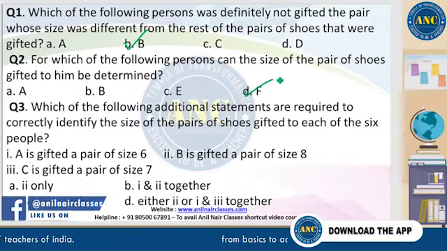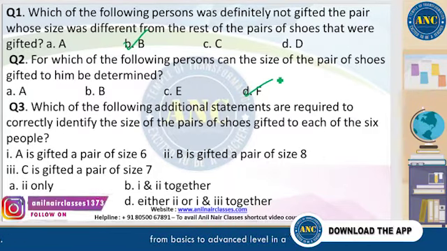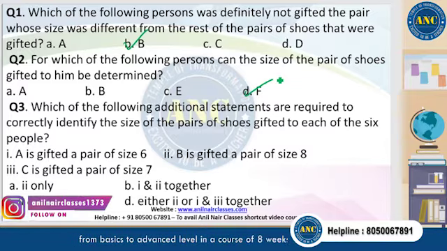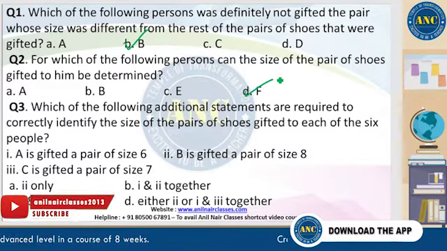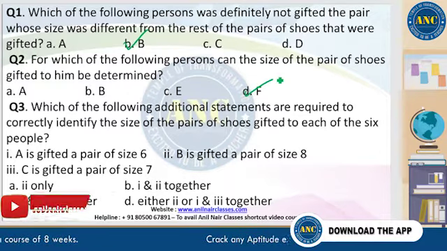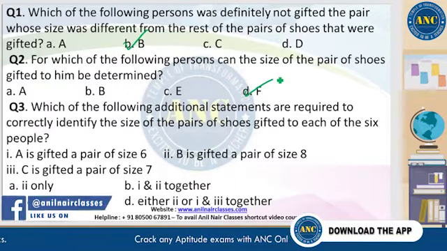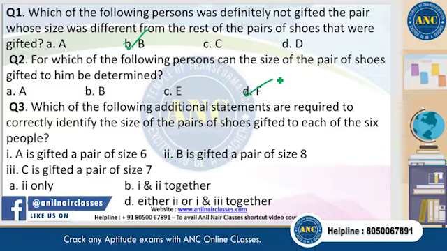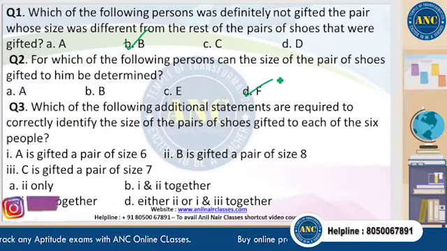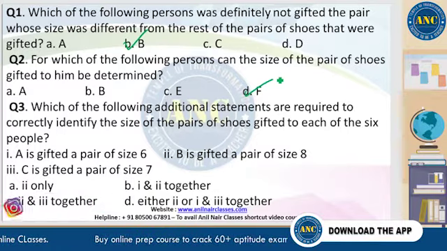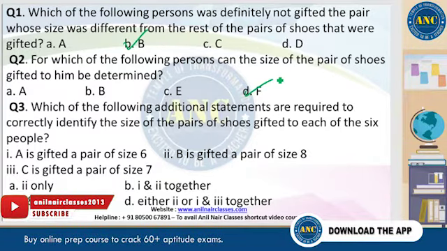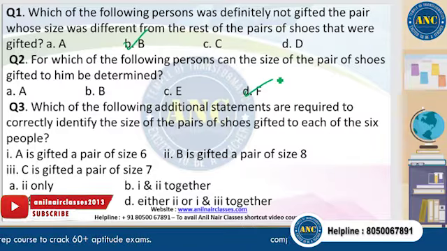This one is F. Which of the following additional statements are required to correctly identify the size of pairs of shoes gifted to each of the 6 people? Now the point in this question is nice: we have an answer option which says 2 only. We don't have an answer option which says 1, and we have an answer option which says 2 only. We would like to start with that, and not start with something else. I would not say 1 and 2 first. I would want to do 2 first and then check.